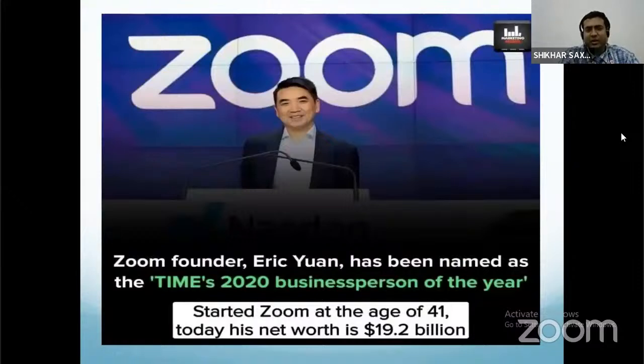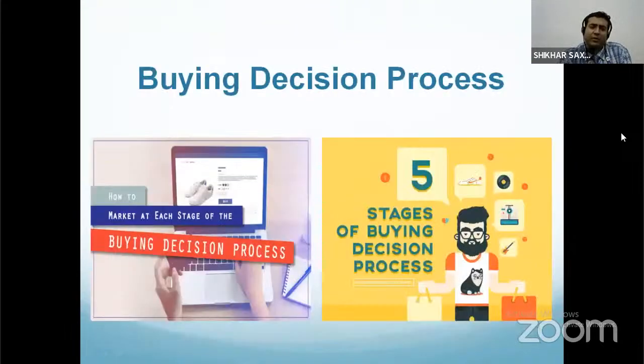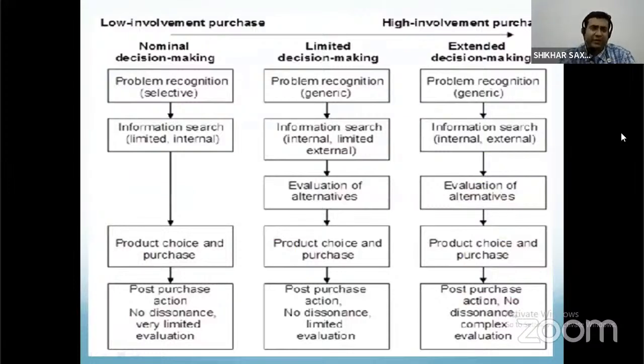The next one is the Zoom founder. Eric Yuan has been named the Time 2020 Business Person of the Year. Hence, the next topic is the buying decision process, which basically includes 5 stages.